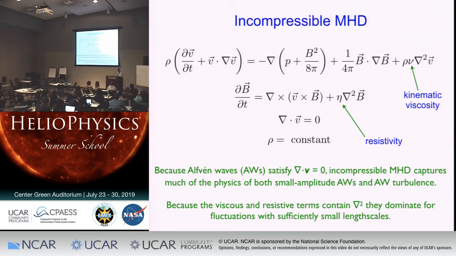When is del squared a big term? Del squared is a big term when the quantity it's operating on varies on very short length scales. That's why viscosity is great at damping out really small scale eddies. Likewise, resistivity will be good at damping out very small scale magnetic structures. They'll be important at very small scales.